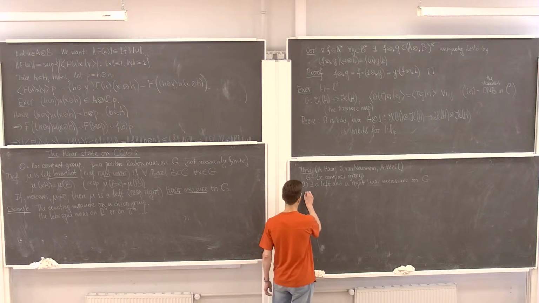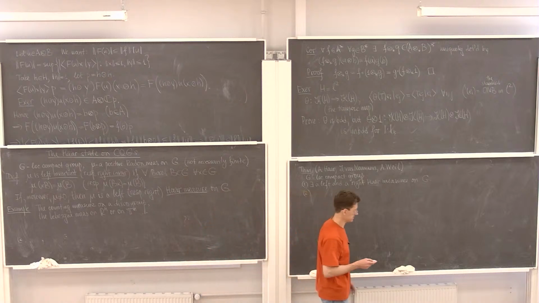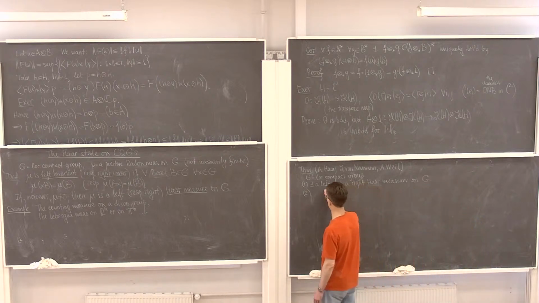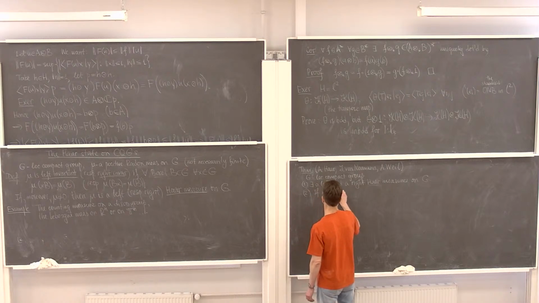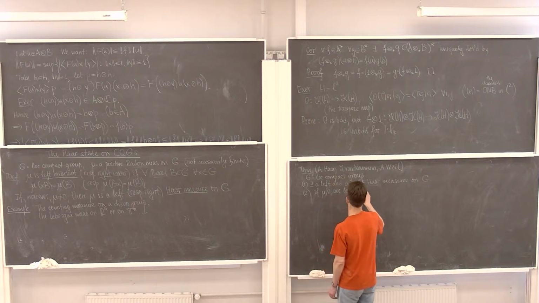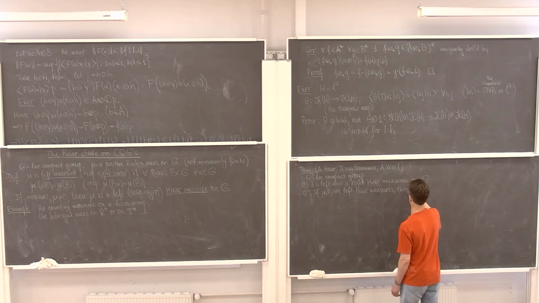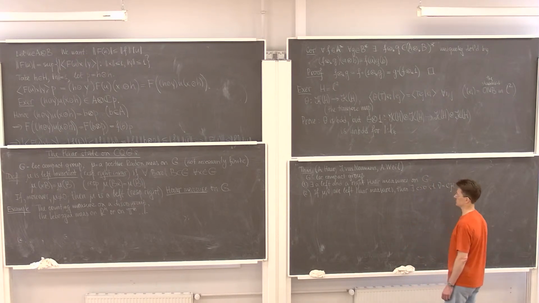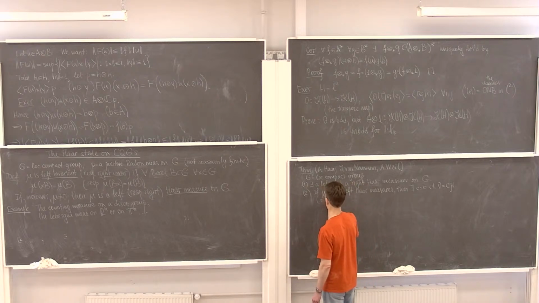But if you take two left Haar measures, then they are essentially the same in the sense that the only difference is a constant factor. So if mu and nu are left Haar measures, then there exists a positive constant c such that nu equals c mu. So in some sense, a Haar measure is essentially unique. And we have a similar result for right Haar measures.